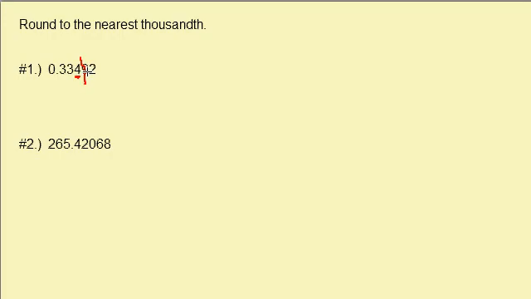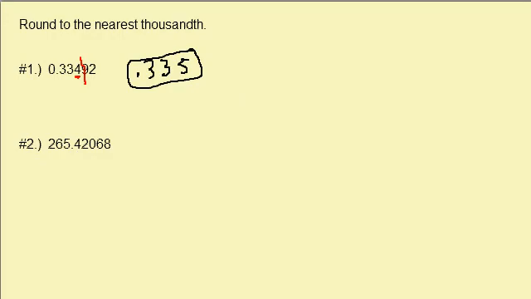So we look to the right of the 4, and that's a 9. So the 9 is larger than 5, so the 4 will round up. So this would round to 0.335, and then you just drop the rest of the digits. So this is our final answer.